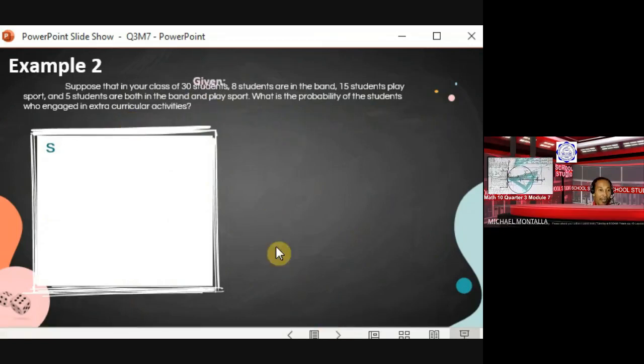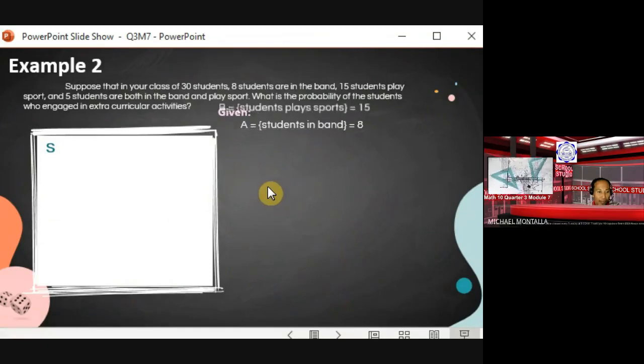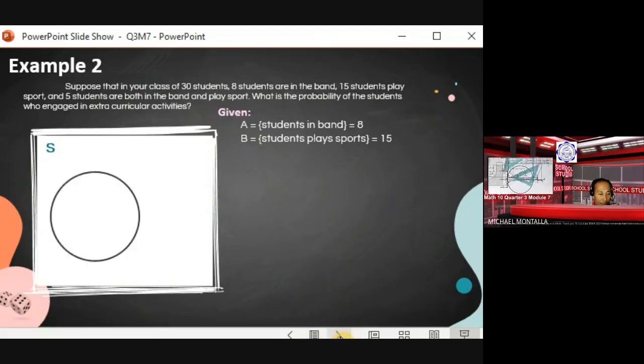Okay? So, ito yung ating given. Meron tayong sa band, ilan? 8. Dapat inuna dito yung sample space pero okay lang. Nauna muna yung A. Tapos yung B, 15. Ayan. So, ngayon, kapag gagawa ka ng Venn diagram, uunahin munang ilalagay yung common. Okay. Ang ating common yan, yung both, ay 5. Sabi kasi dito, 5 both in band and play sport. So, 5. Nung nilagay yung 5 doon, ilan lang natitira?